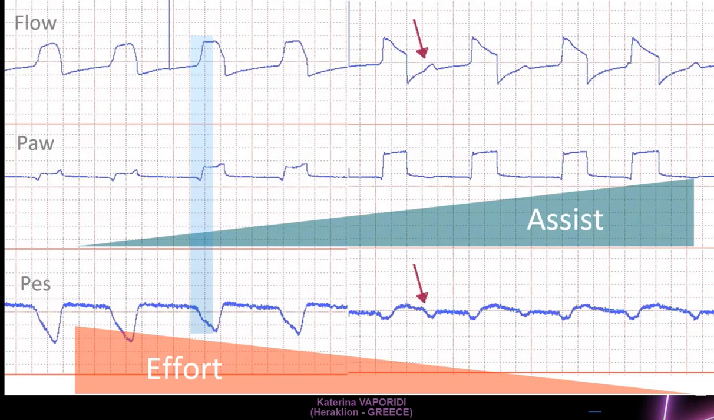The level of assist is titrated to provide adequate ventilation and comfort, with caution not to over-assist. You can see in this example here how, with increasing assist, patient effort, indicated by the esophageal pressure at the bottom, progressively decreases. Cycling delay, asynchrony, or ineffective efforts can occur with over-assist.